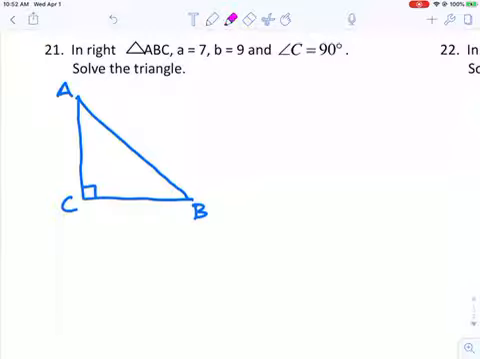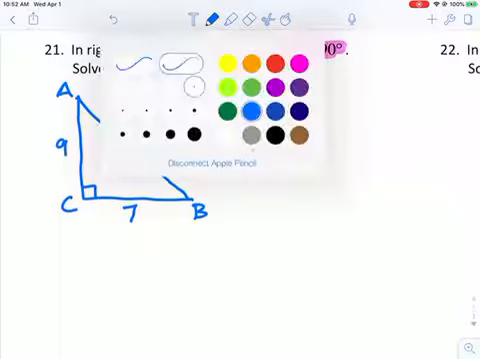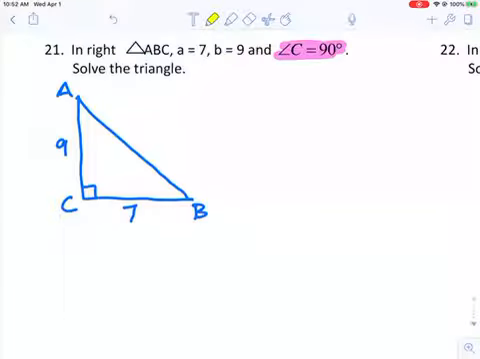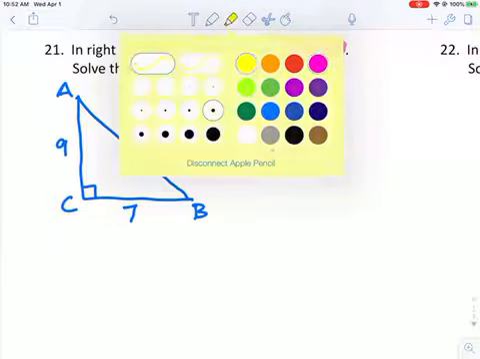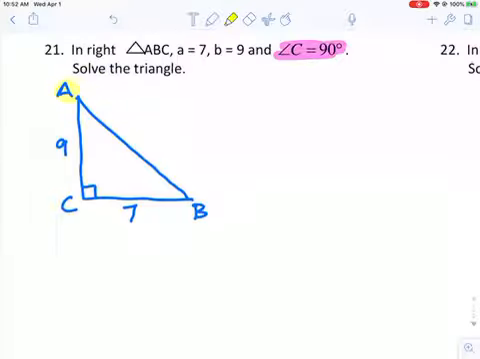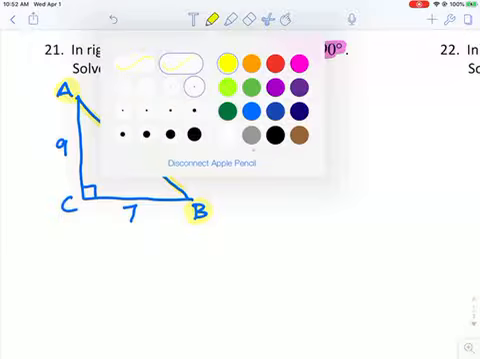Taking note that it says angle C is the 90-degree angle. Side A is going to be opposite angle A. So side A is 7. Side B is 9. So what do we need to find? We need to find angle A, angle B, and side C.